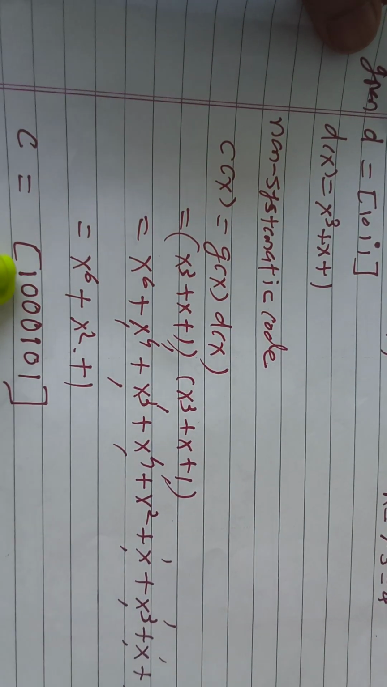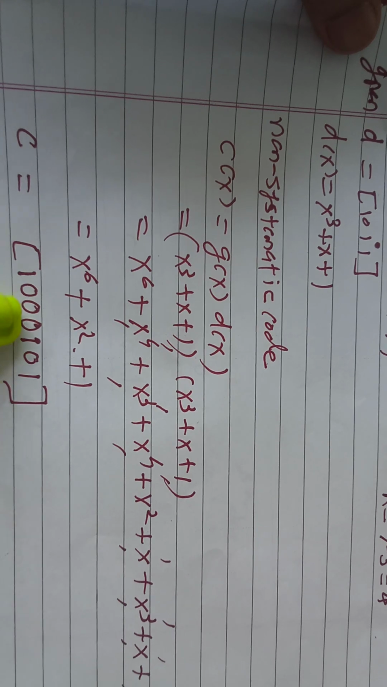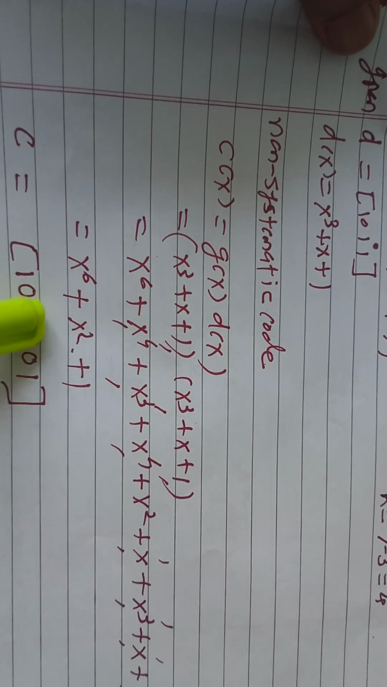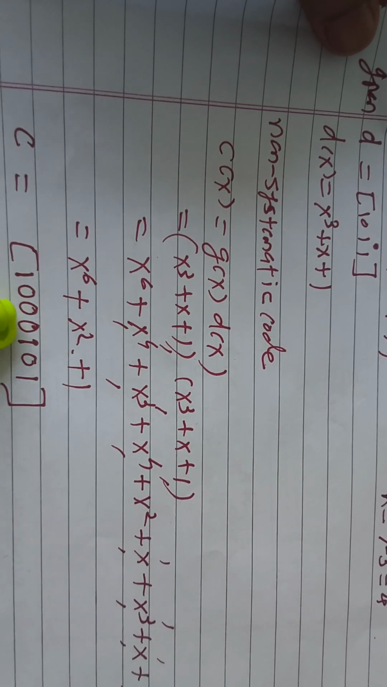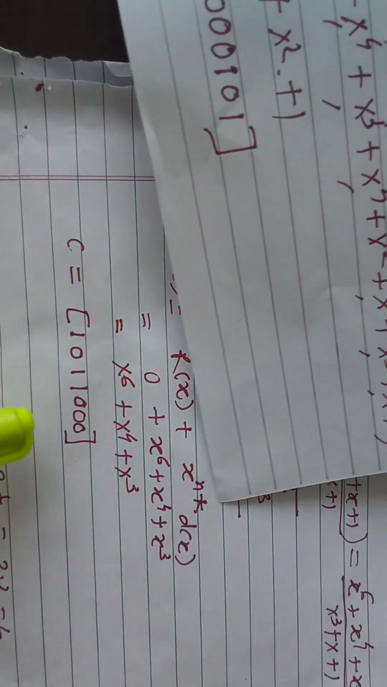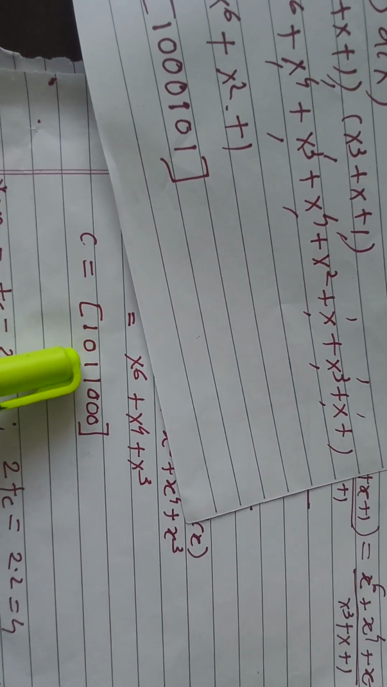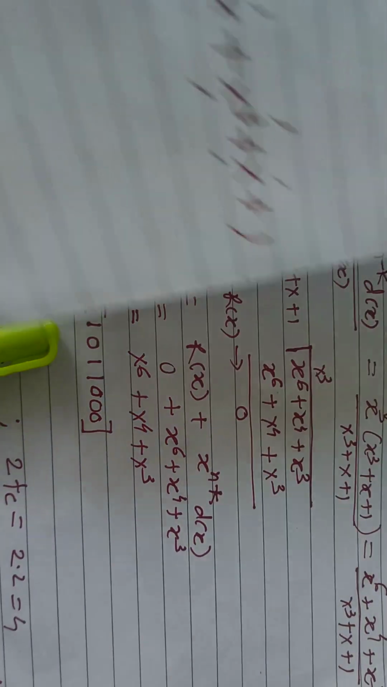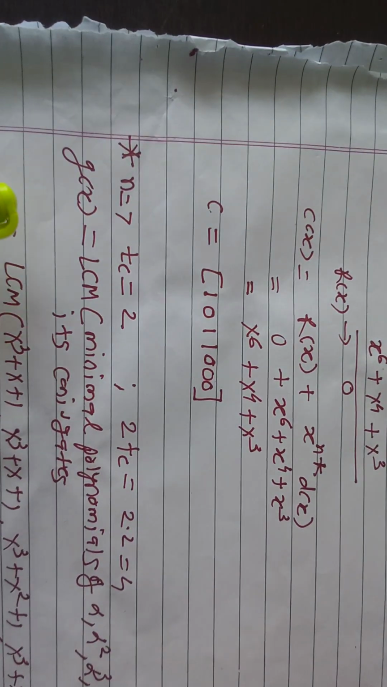For non-systematic, 1011 doesn't appear in the front. So parity and message bits are mixed in the non-systematic cyclic code. But in systematic cyclic code, message bits appear first and after that parity bits. So this you know in cyclic code. So let us take another.